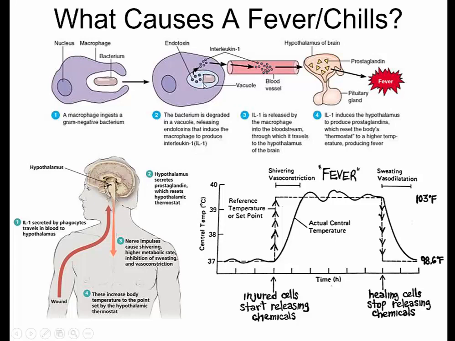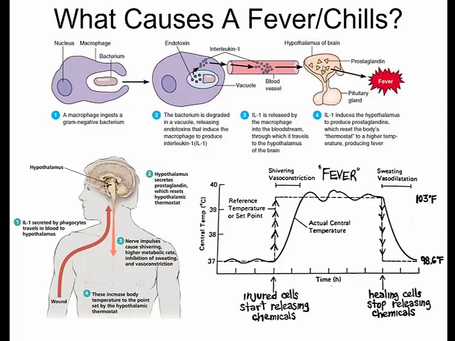degraded, that macrophage will release substances called pyrogens. Pyro means fire, and gen is to generate. So these pyrogens, one of which is called interleukin-1, get released by the macrophage. It goes through the bloodstream, goes up to the hypothalamus here. Remember, that's your regulatory center of the body. And then that hypothalamus, in response to these pyrogens, in this case interleukin-1, is going to produce substances called prostaglandins.